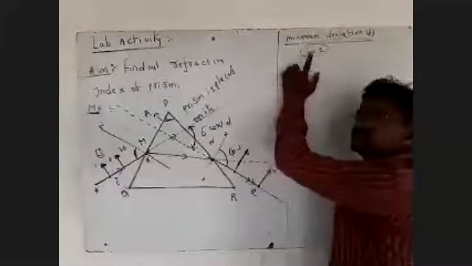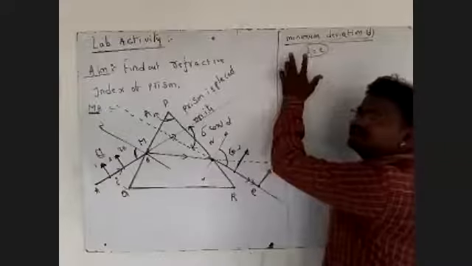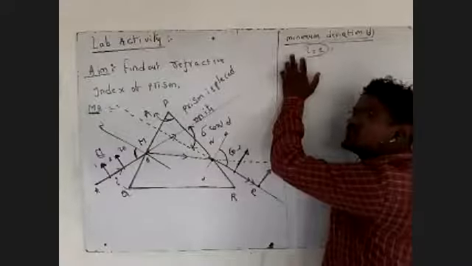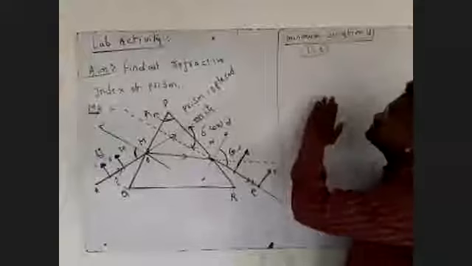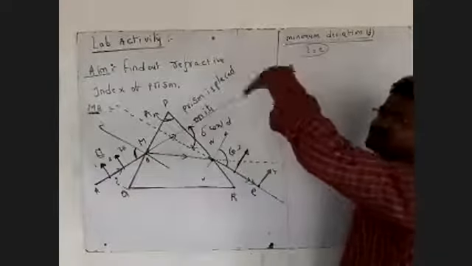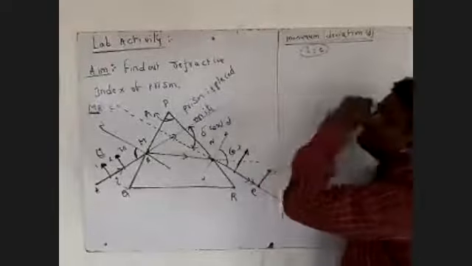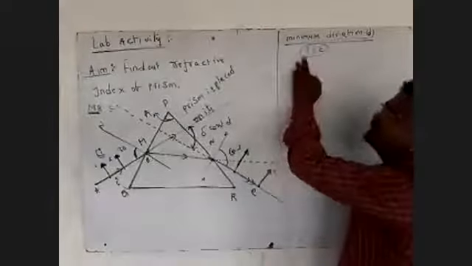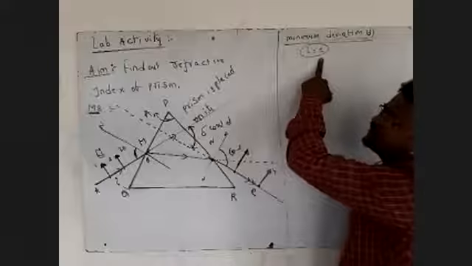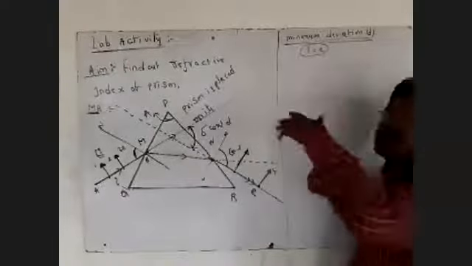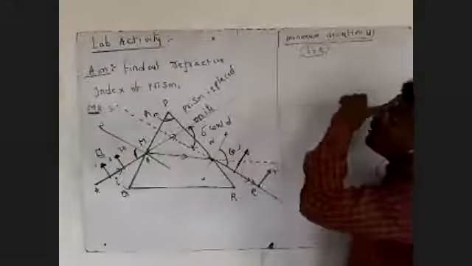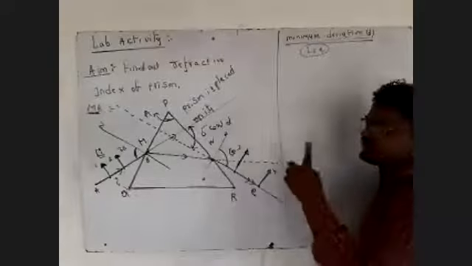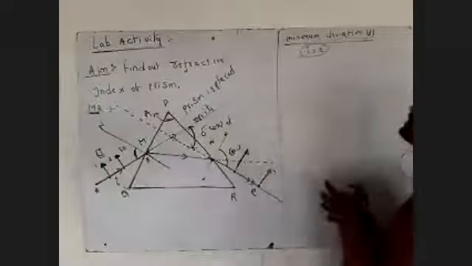The angle of the incident ray goes on increasing, and the angle of the emergent ray goes on decreasing. For one particular angle, the angle of incident ray becomes equal to the angle of emergent ray. That's how we are getting minimum deviation.